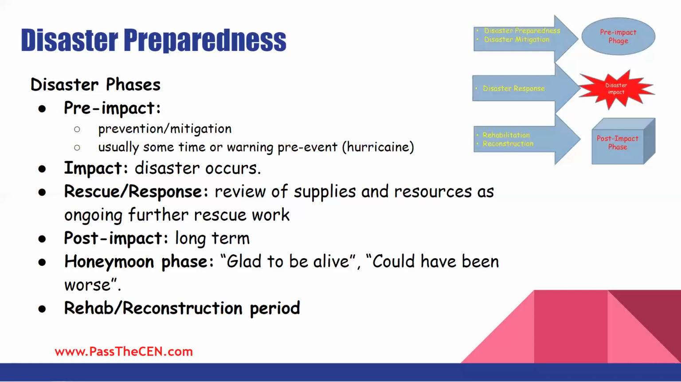The post-impact is the long-term. Those are the ongoing days, weeks, months later, where things kind of get back to normal. There are a lot of repairs going on, resources are restocked, communities start to thrive again, things like that. The honeymoon phase is after the initial shock, and people let out a sigh of relief. They're like, oh, I'm just glad it didn't affect me, or it didn't affect me as badly as it could have. And they start to realize what's actually happened. And then there's the ongoing rehab and reconstruction.